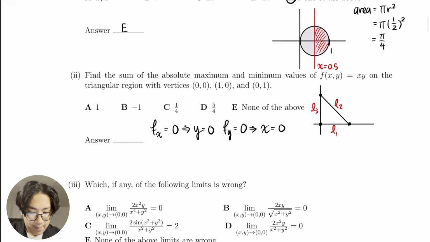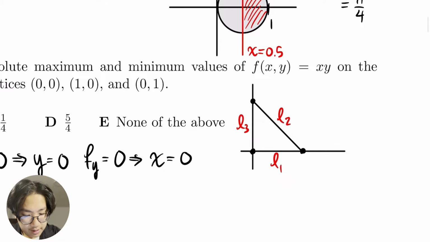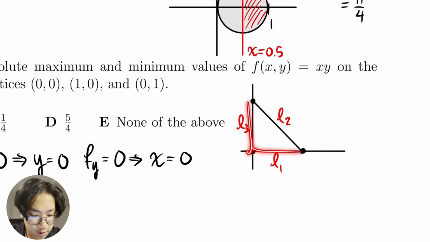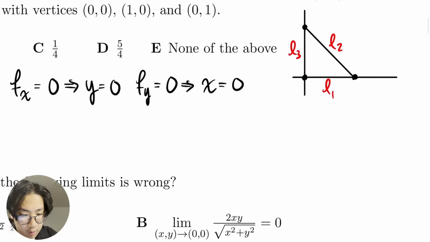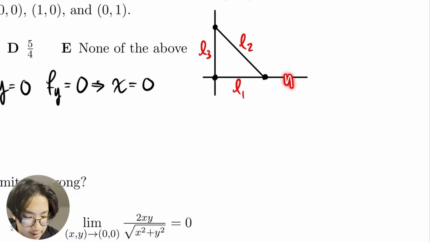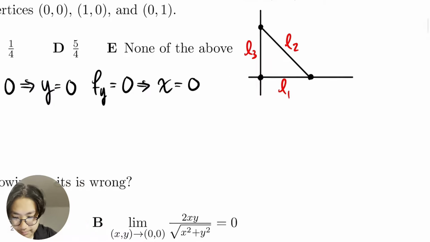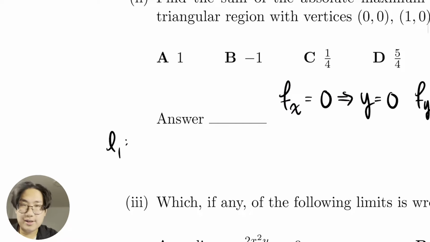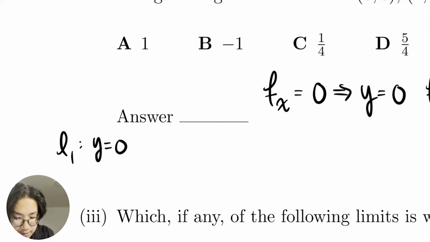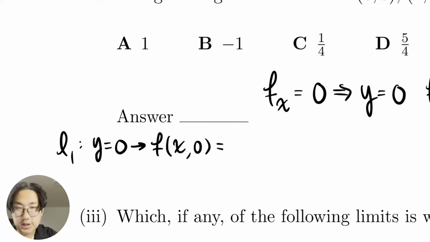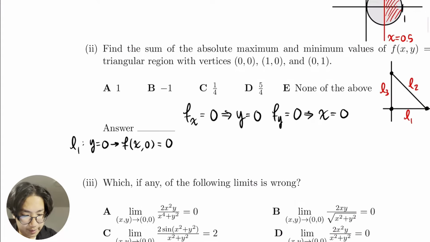Okay, so next we want to check the maximum and minimum values along all of our lines here. So let's do that. L1 here, we can effectively just represent as y is equal to 0 for x between 0 and 1. Regardless, you'll notice that it doesn't really matter what we look between. So when y is equal to 0, our function translates to f(x, 0), so just x times 0, which is always equal to 0. So we don't really have to worry about that.